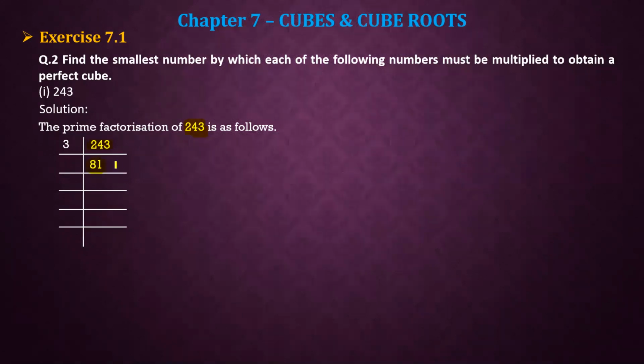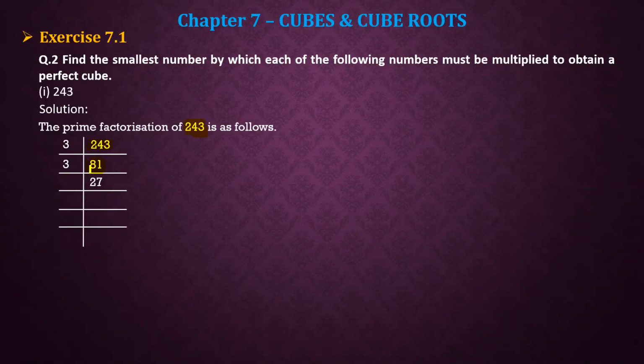Now again you have to observe whether the number 81 is an odd number or an even number. Clearly, you can see that it is an odd number. So therefore we are going to divide it again by 3. We know that 27 3s are 81, if you know the 27 table. So the second prime factor is 3, because it is perfectly divisible.